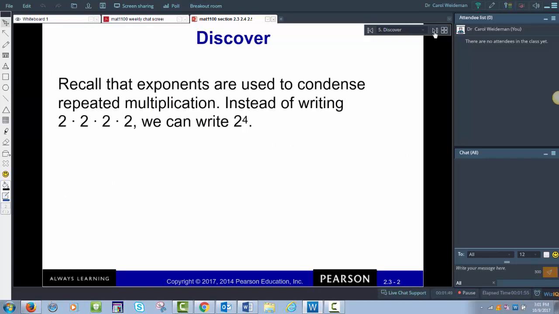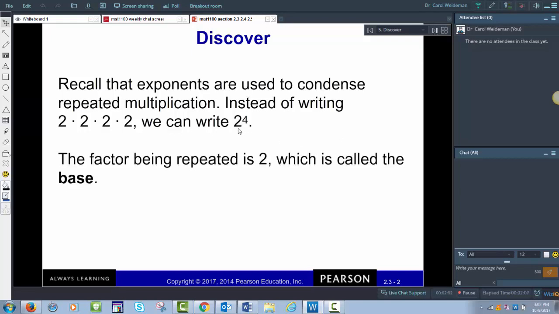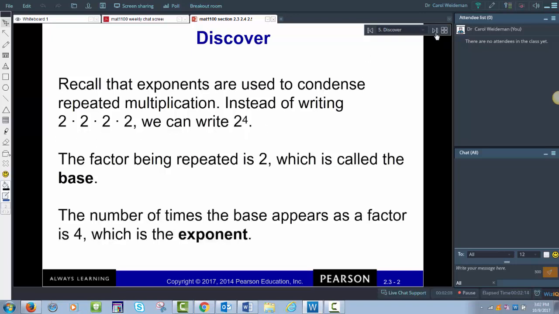Remember now, exponents are used to condense the way that we do repeated multiplication. If we're writing 2 times 2 times 2 times 2, we can simplify that and write it using an exponent with 2 to the 4th, where 2 is what we call the base, the factor that we're repeating, and 4 is the exponent, the number of times that we're multiplying the factor together.